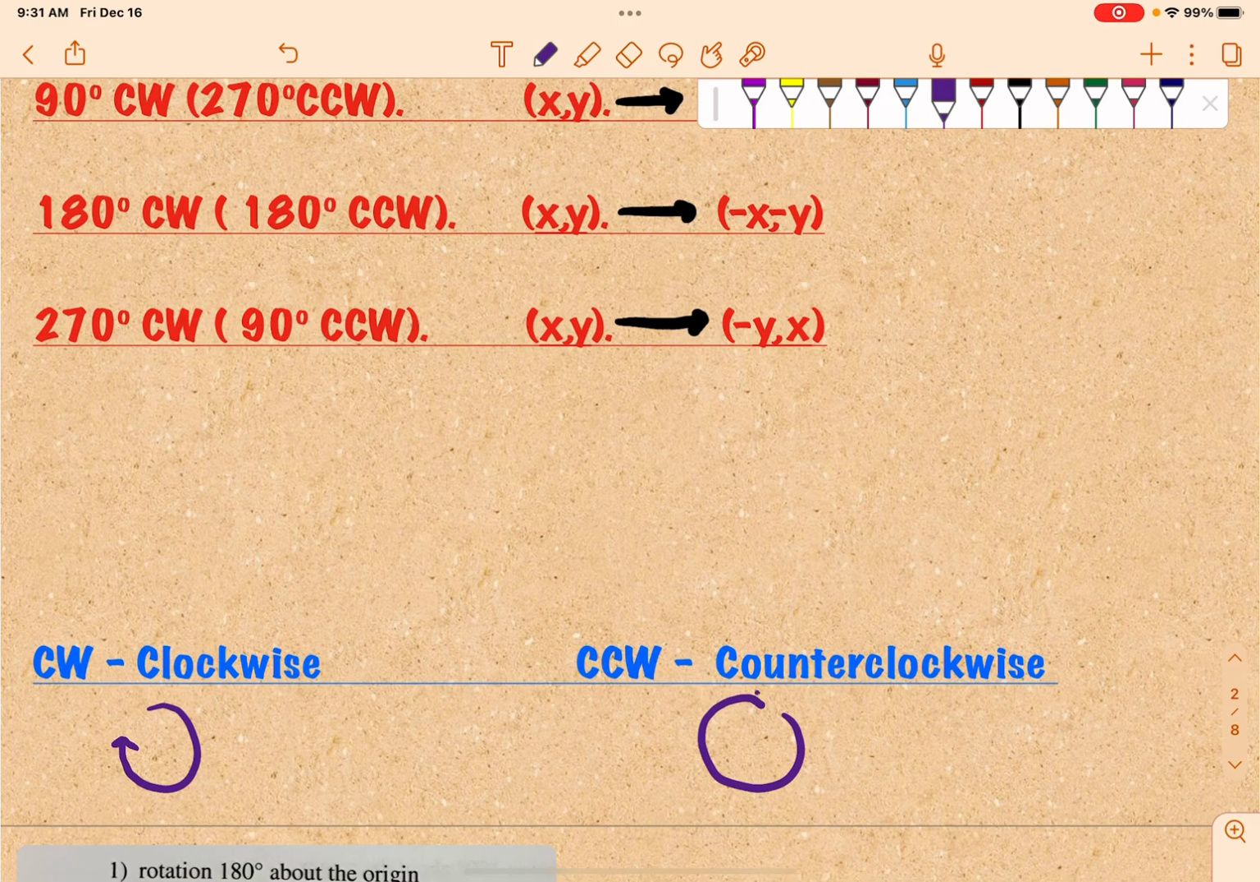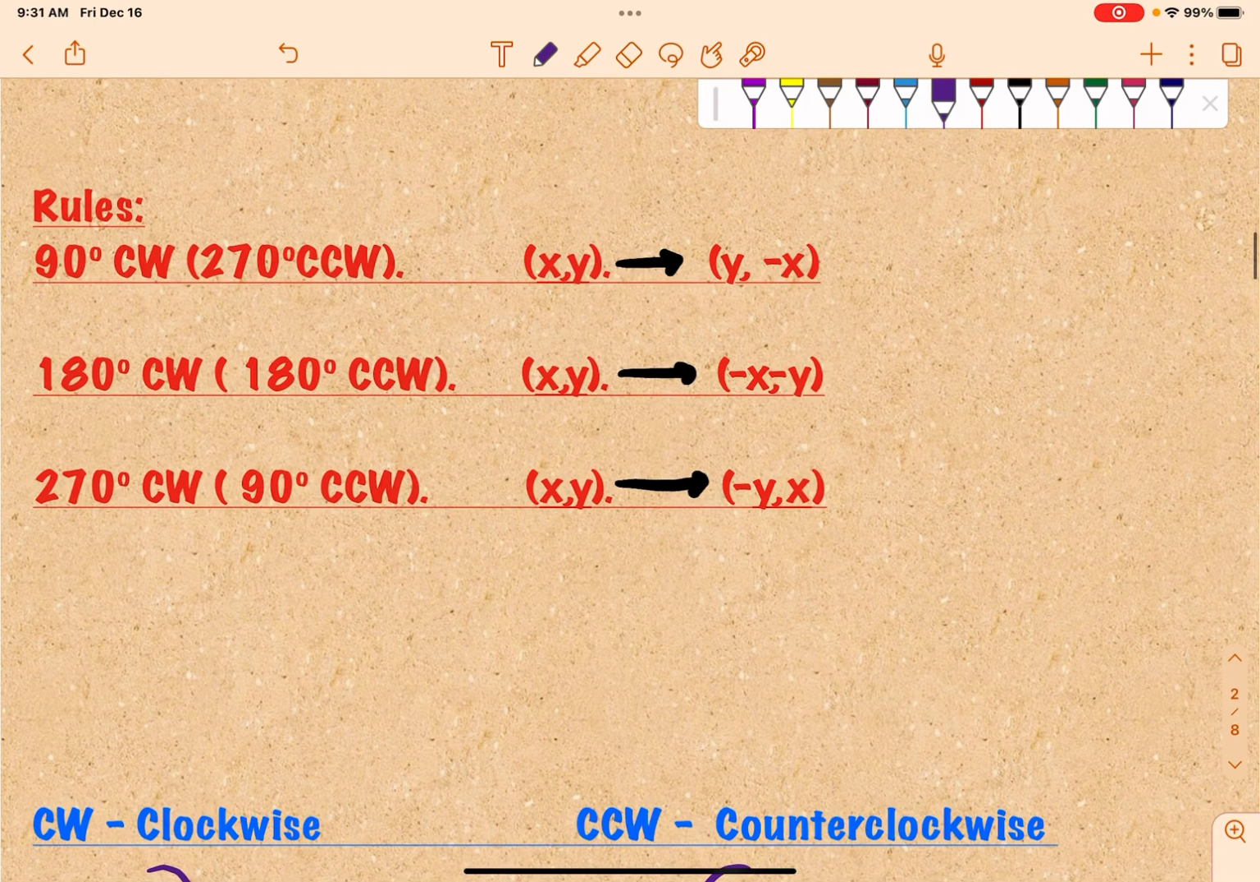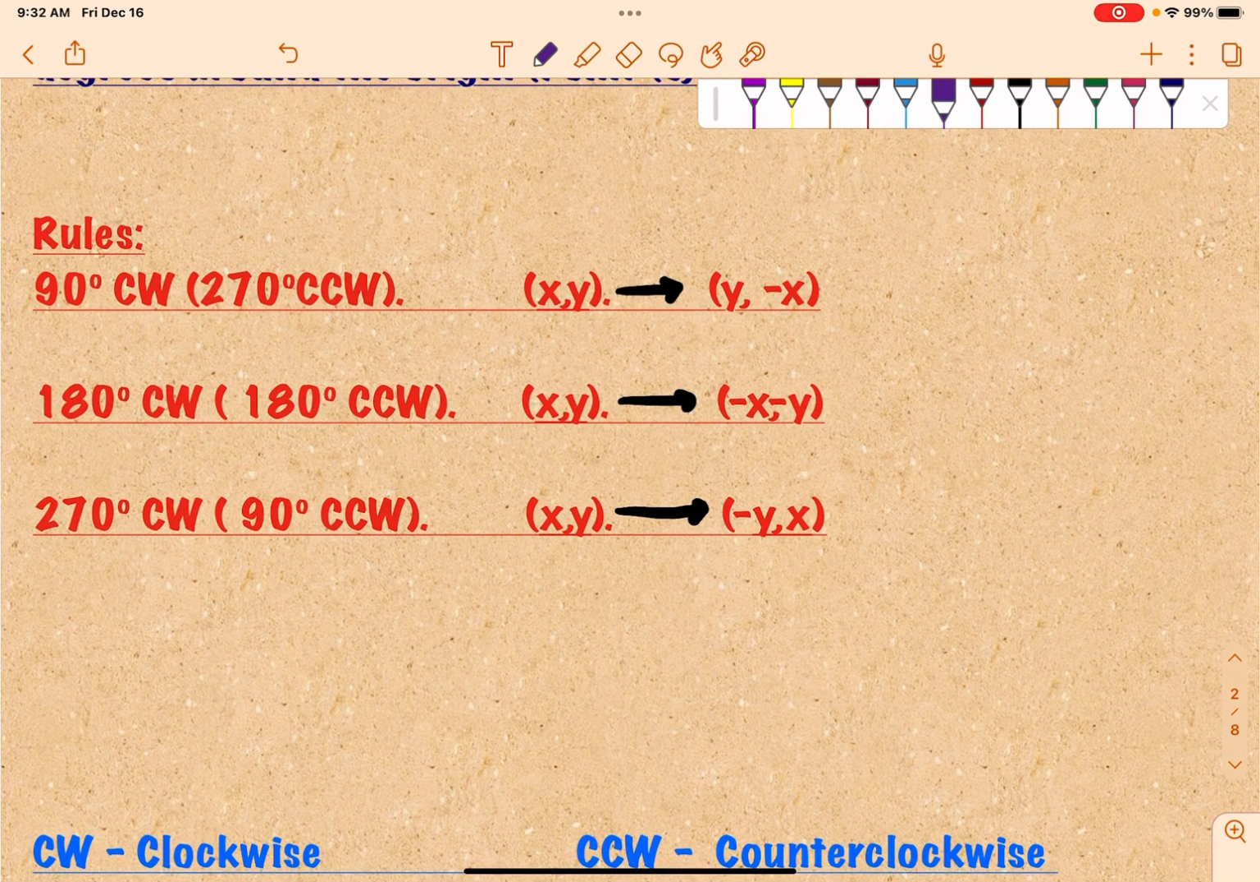Counterclockwise goes the opposite way. So it should go this way. Clockwise is the way a clock goes, counterclockwise, the opposite way. So if I have 90 degrees clockwise or 270 counterclockwise, those are the same. Let me show you what I mean.